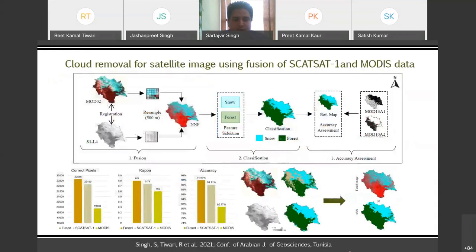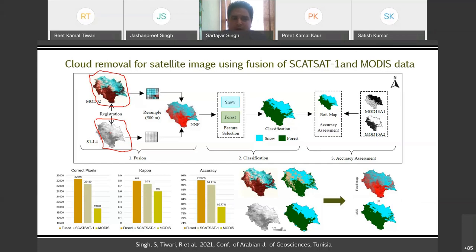This is one more study that we have conducted recently, in which we have removed the clouds from the optical satellite imagery by the fusion of the Scatsat and the MODIS data. And here you can see that the MODIS optical images are highly affected by the clouds, but there is no effect on the scatterometer because it can penetrate through the clouds.